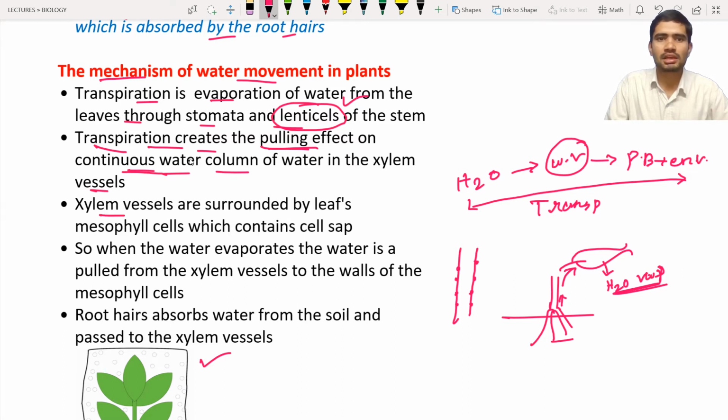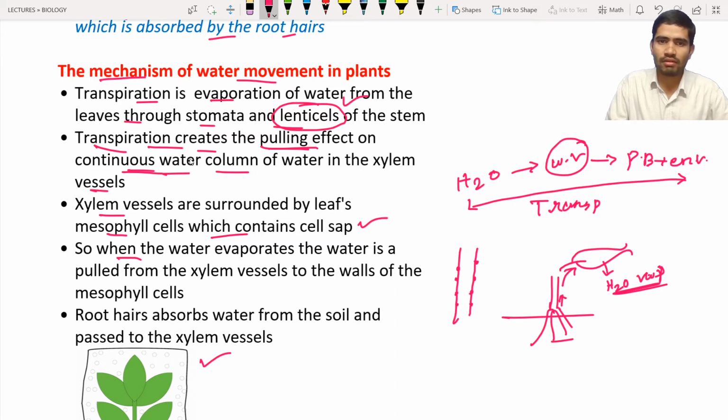Xylem vessels are surrounded by the leaf mesophyll cells which contain cell sap. The leaf contains different cells: parenchyma cells, mesophyll cells, cuticle cells, and so on. We have discussed the transverse section of a leaf in the first chapter, where we have seen the mesophyll cells also. These mesophyll cells present in the leaves have the cell sap. Cell sap is nothing but a fluid, so it is going to absorb the water.